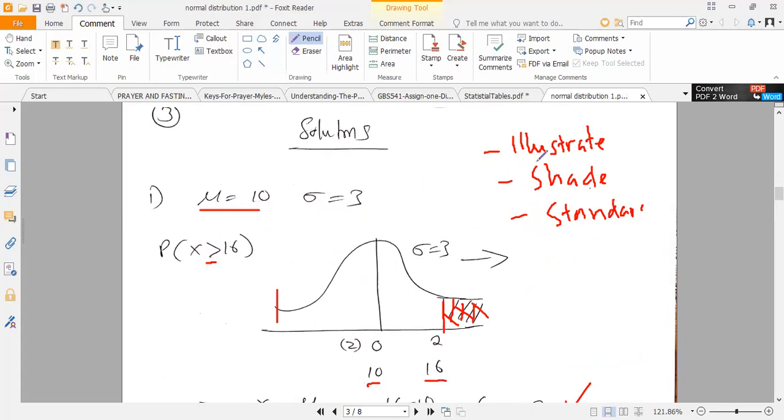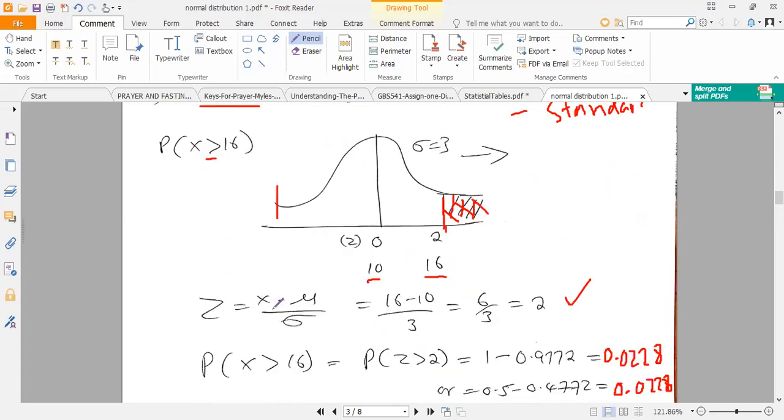So step 1, illustrate. We'll put a divider there. Step 2, shade. What determines where to shade is the sign. Here we're given greater than. So where there is 16, we're going to shade to the right because it says greater than. Then step 3, standardize. The formula for standardizing is x minus mu over standard deviation. So 16 minus 10 divided by 3. 16 minus 10 is 6. Divided by 3, you get 2.